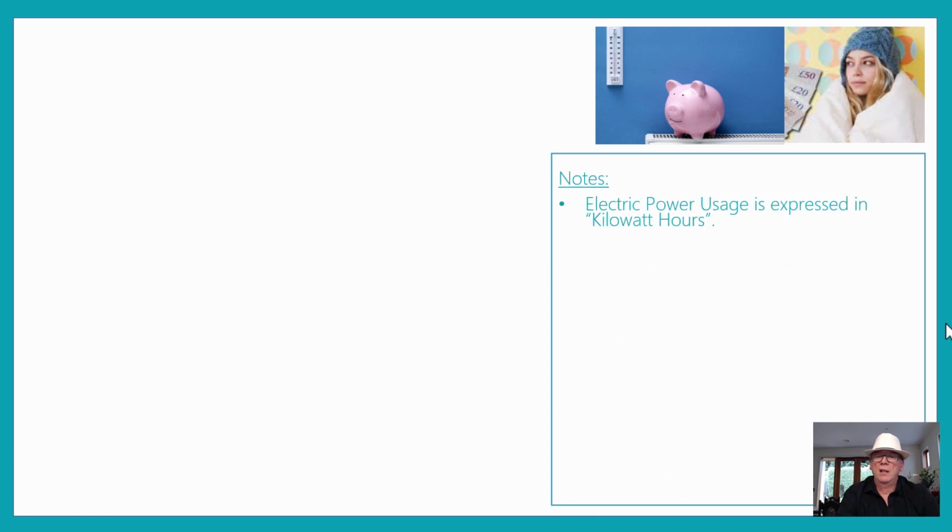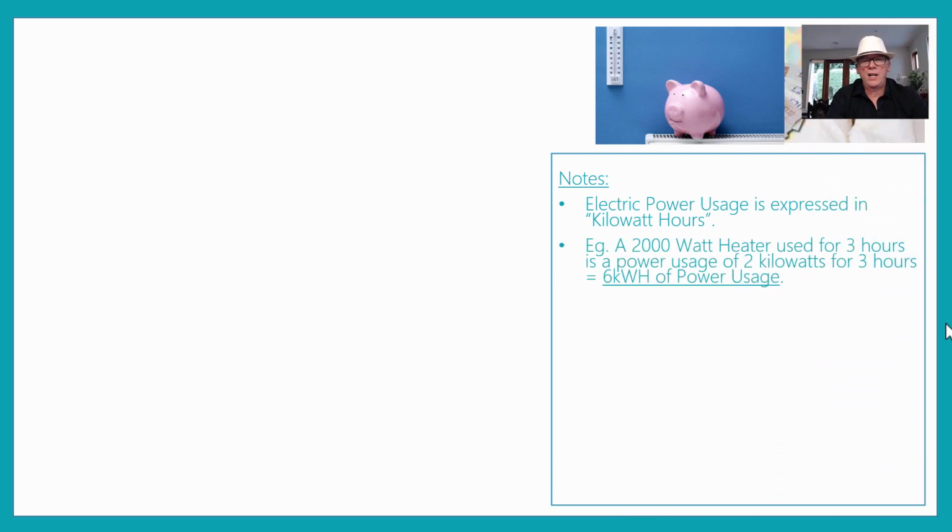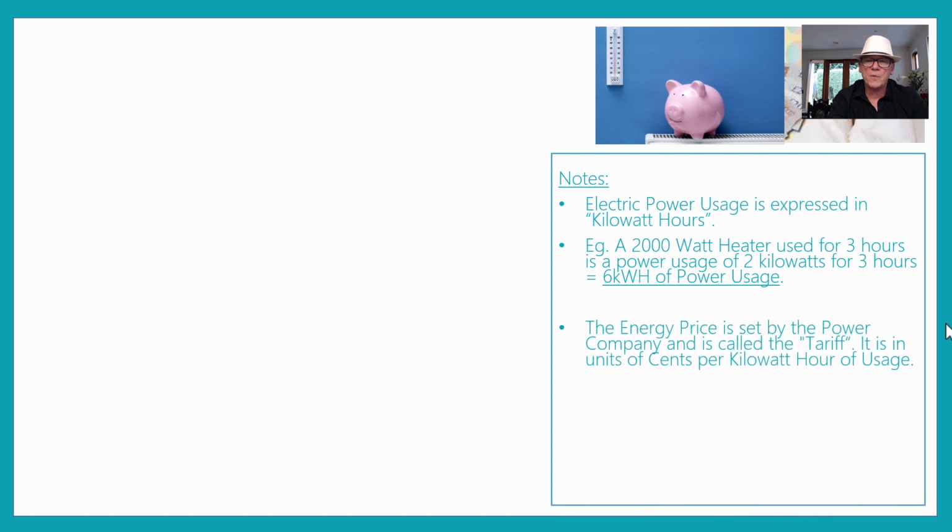Okay, so electric power usage, as we said, is expressed in kilowatt hours. So if it's a 2,000 watt heater, that's the typical fan heater here in Australia. If you're going to run that for 3 hours after you've got home from work, that's 2 kilowatts for 3 hours. So the 2,000 watts divided by 1,000 is 2 kilowatts. And for 3 hours, that's going to be 6 kilowatt hours of power usage that heater has taken up.